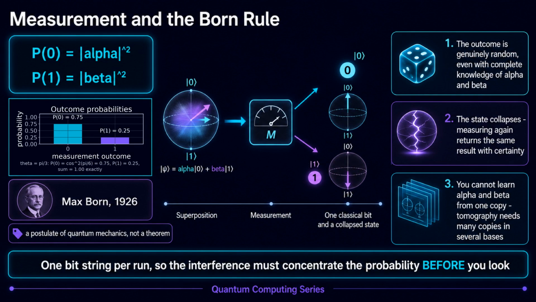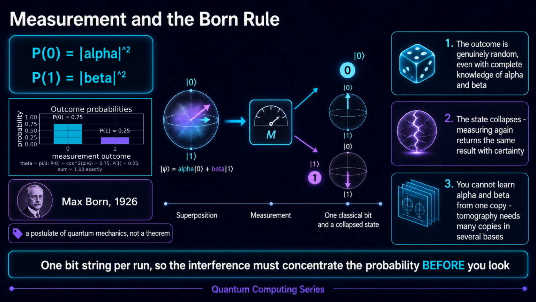Measurement is the bridge from the description to what an experiment records. The Born rule says that measuring alpha times ket 0 plus beta times ket 1 in the computational basis gives outcome 0 with probability the absolute value of alpha squared, and outcome 1 with probability the absolute value of beta squared. Max Born proposed this in 1926, and it is a postulate, not a theorem.